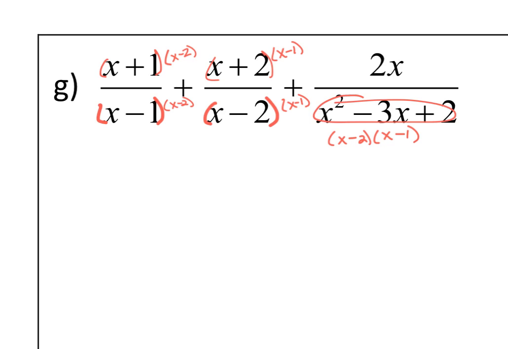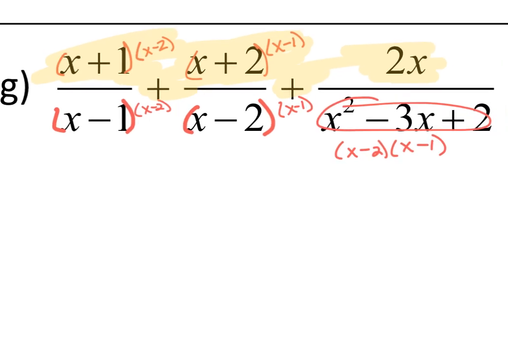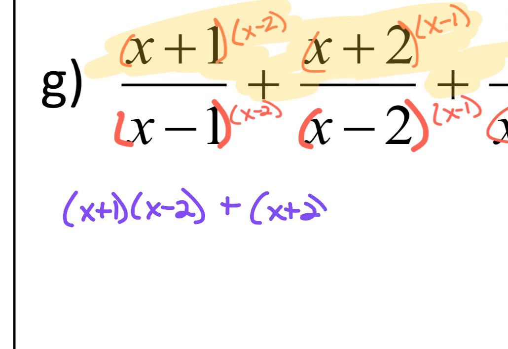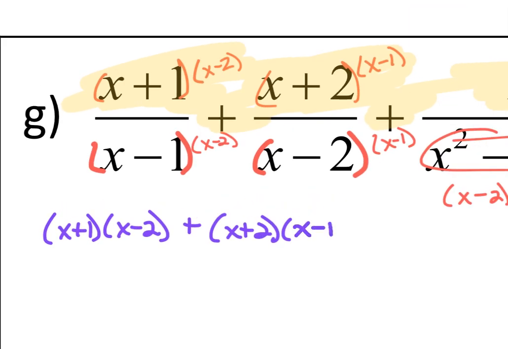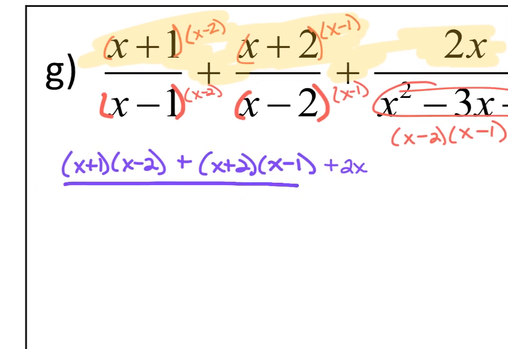And then I'm going to make my whole big new numerator, this whole big ugly addition problem up here. Yuck. Don't leave anything out because you have to include each of those things. And so from the first fraction, I've got x plus 1 times x minus 2. From the second fraction, I've got x plus 2 times x minus 1. And then from the third fraction, just plus 2x. So that's my whole big numerator.